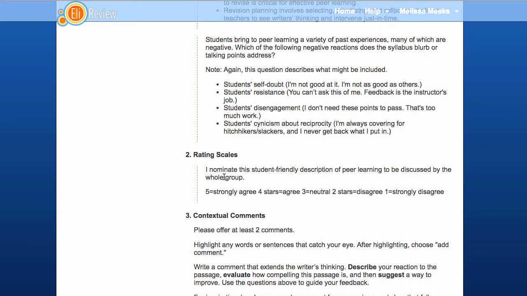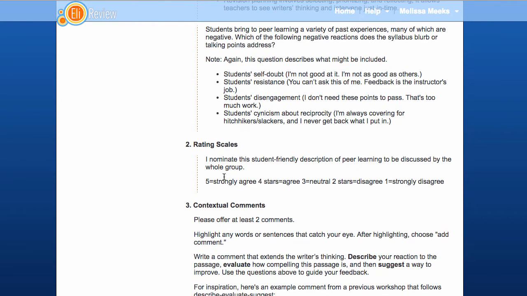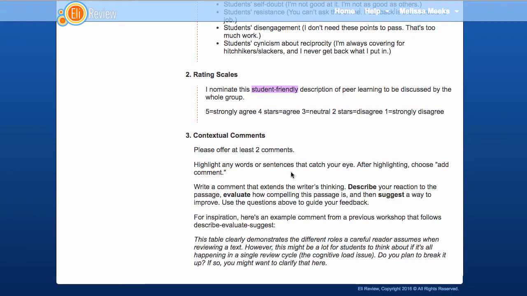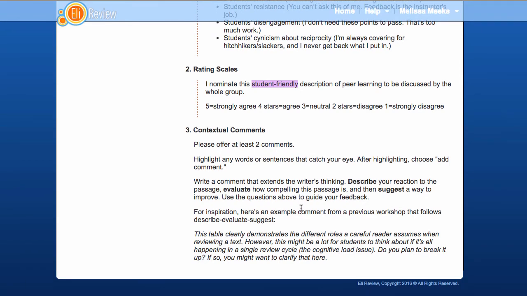The rating scale is designed to identify which drafts groups think should be discussed in the whole class. So I'll do that in a second. The final part of the review task reinforced describe, evaluate, suggest, and provided a model which is designed to nudge reviewers in giving great feedback aligned to the criteria above.